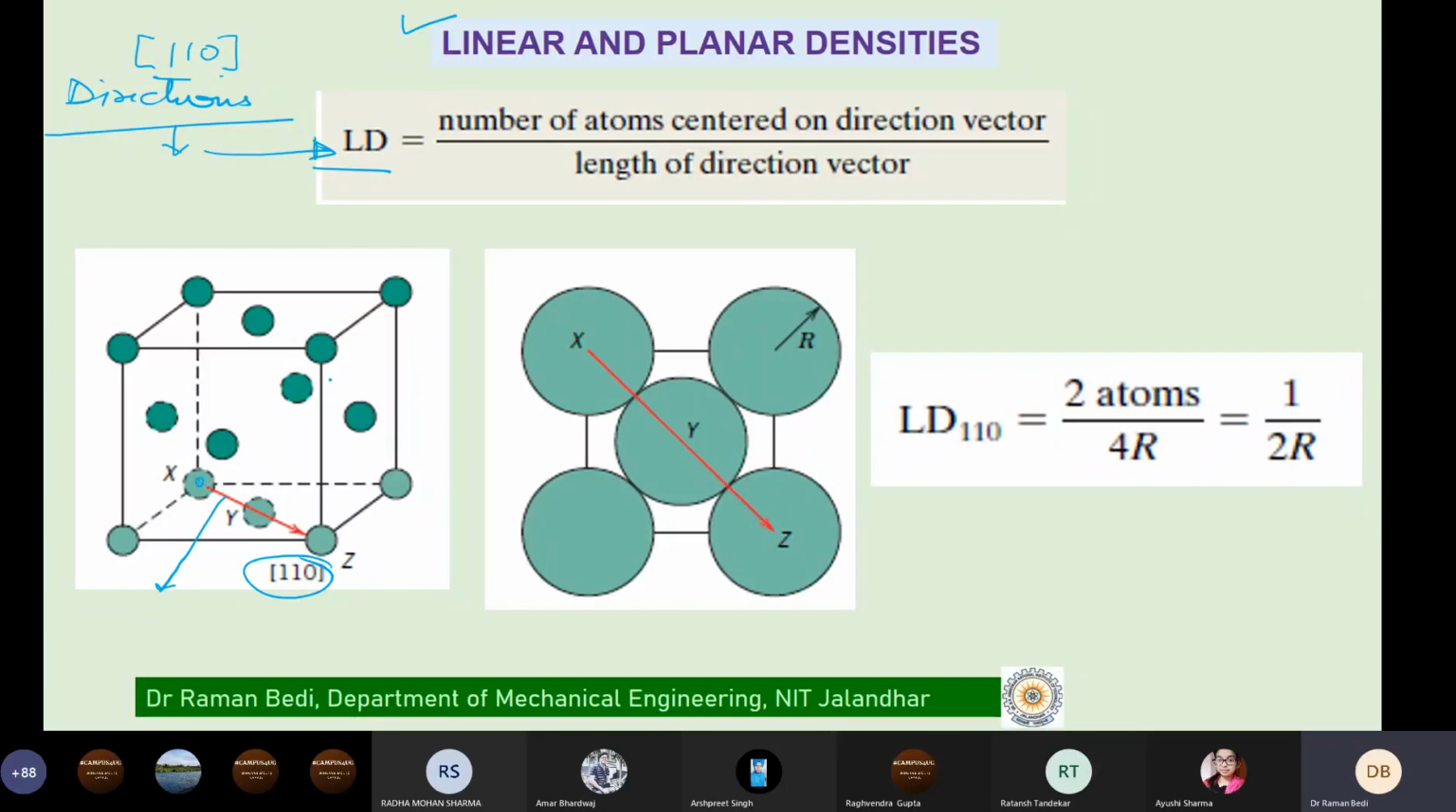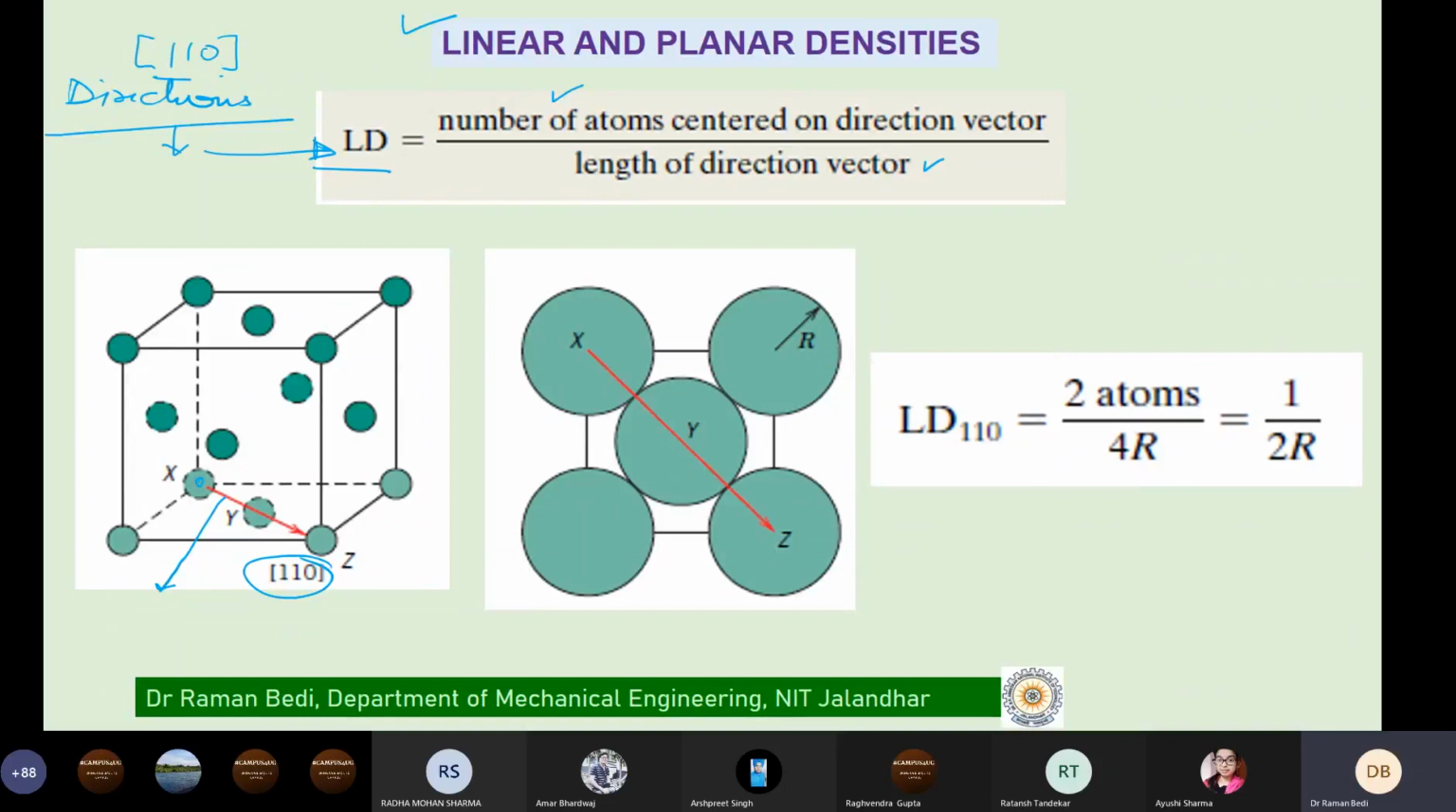If you want to calculate the linear density on any direction, be it this or any other, the formula is simple: number of atoms centered on the direction vector that you are trying to index divided by the length of the direction vector. Here, something which we need to add is that we will count only the atoms. If there are half of them, we'll count them as half. If a full atom is contained on the direction vector, we will count it as one complete atom.